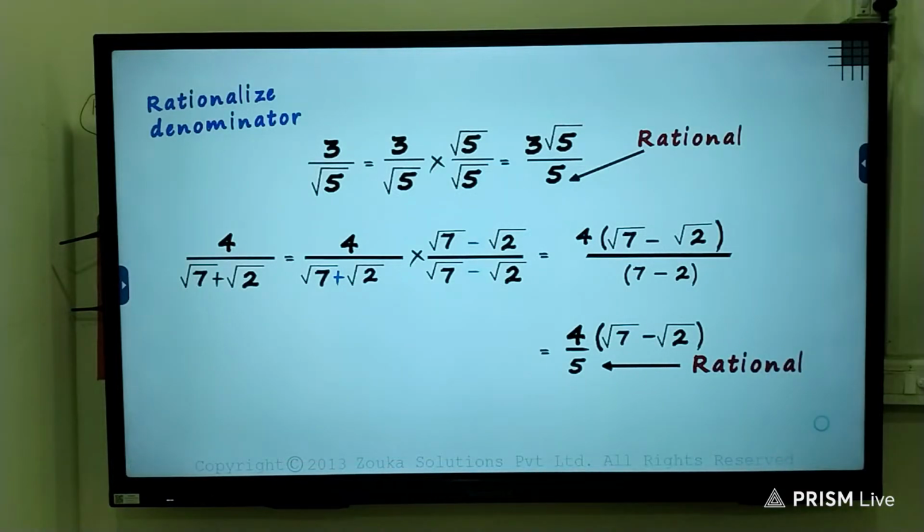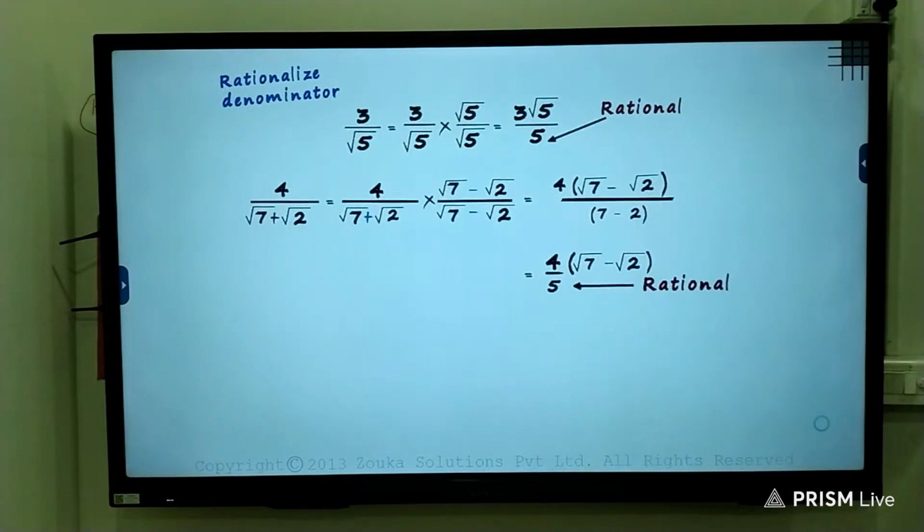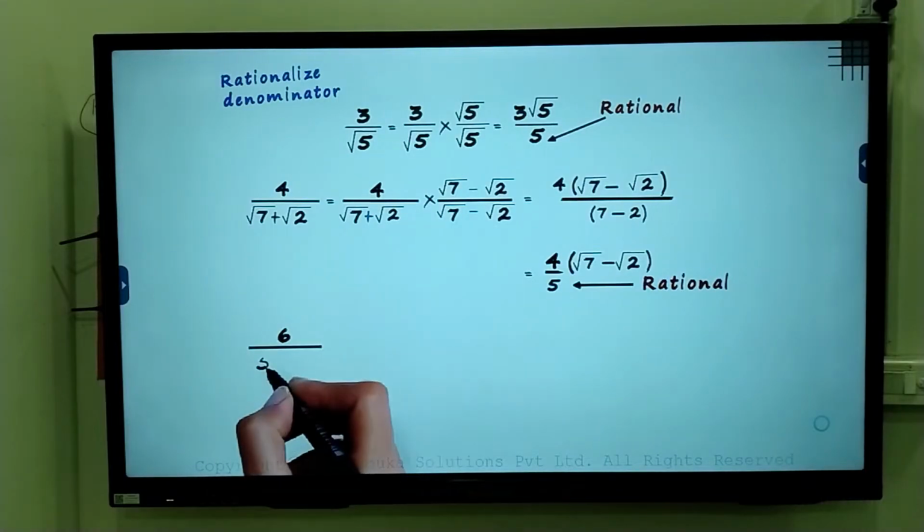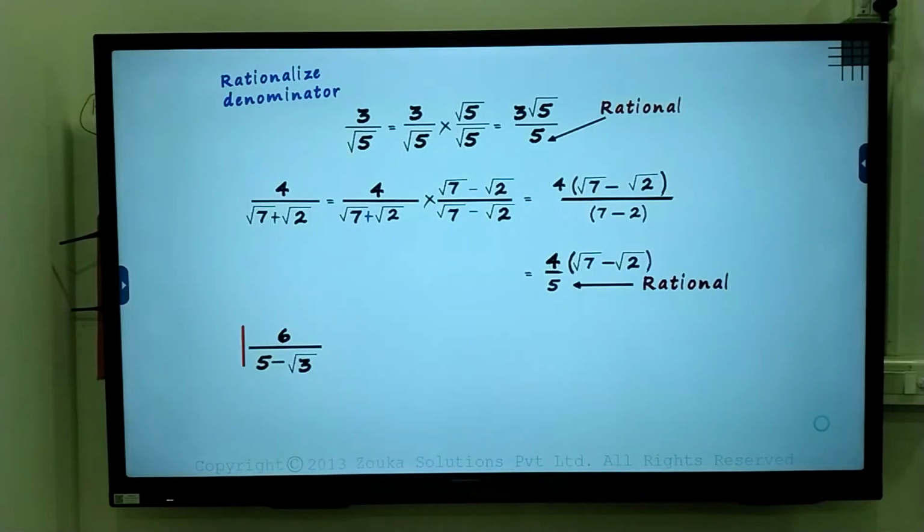Now let's look at the last example. 6 divided by 5 minus root 3. This example is slightly different from this one. In the previous example, both the numbers in the denominator had a radical, while in this example, only one number has a radical. But this denominator too is irrational. What do we do now? Do we just change the sign in between? Just like we did in the previous example?